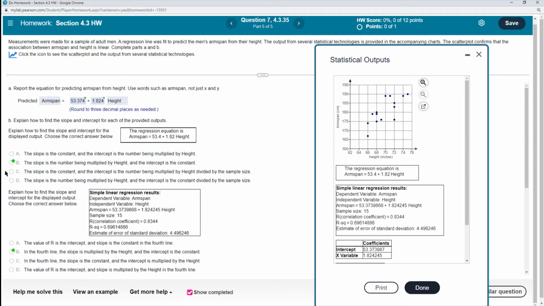And explain how to find the slope and y-intercept just from the inspection here. That's what they're looking at. So in this one here, now that we have that equation, we look at it, we can see that the slope is the number being multiplied by the height, and the y-intercept is the constant in the equation.